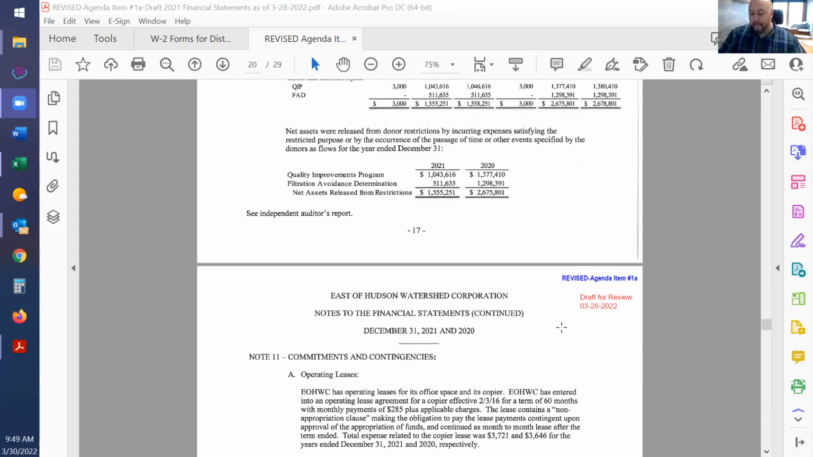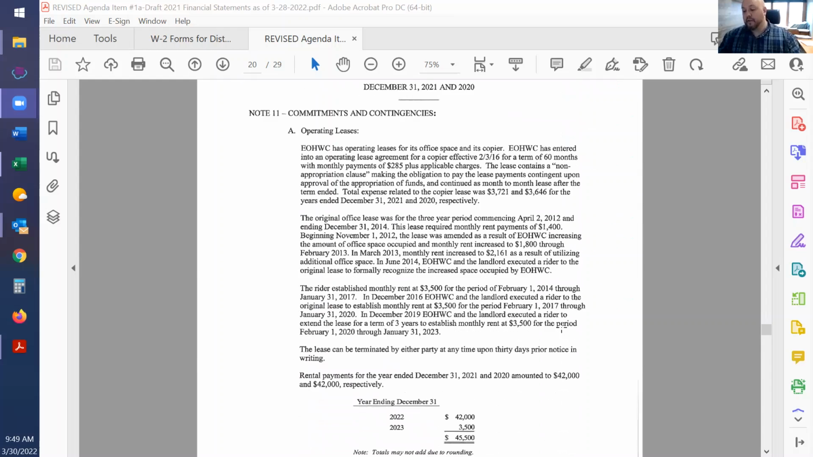Note 11 is basically a summary of the commitments and contingencies of the organization going forward. Basically, we've got some operating leases here that look like they're set to expire, a couple of them maybe around 2023 or the end of 2022. These are basically long-term leases that the organization has agreed upon or is in contract with. And it shows the total amounts that are due or planned to be due in the next coming years, 2022 and 2023.